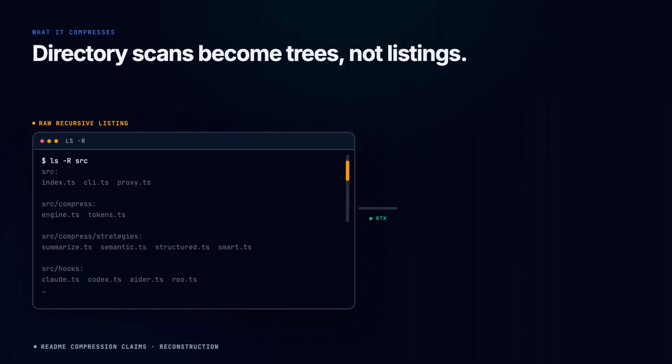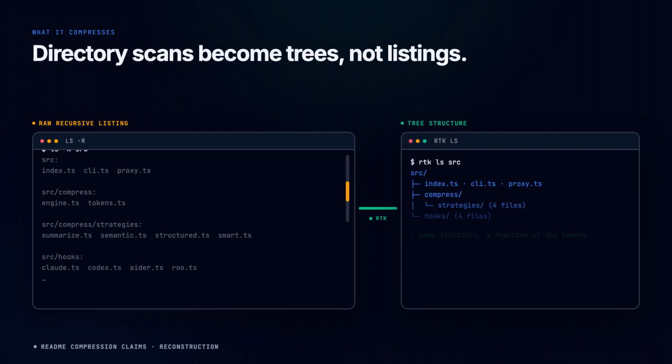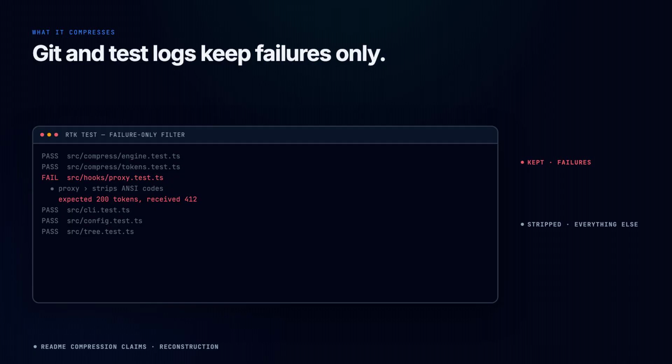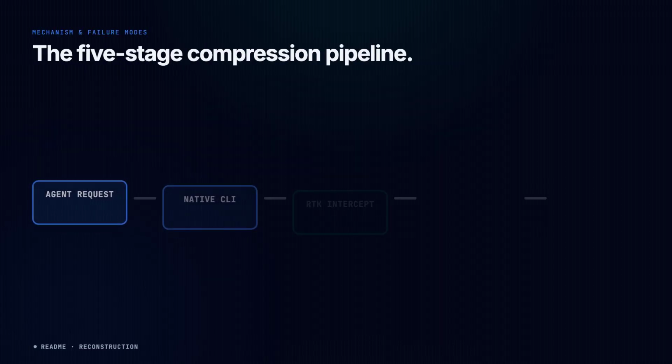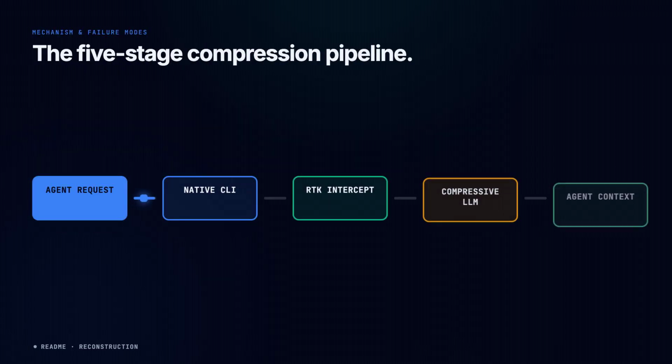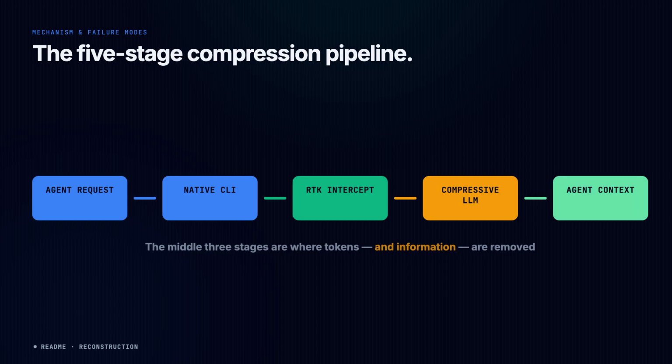For list and directory commands, it prefers tree structures over raw recursive listings to save space. For Git diffs and test logs, it strips everything but significant diff hunks and failure messages, preserving only the essential code changes. The compression pipeline: agent request, native CLI, RTK intercept, local compressive LLM, agent context.